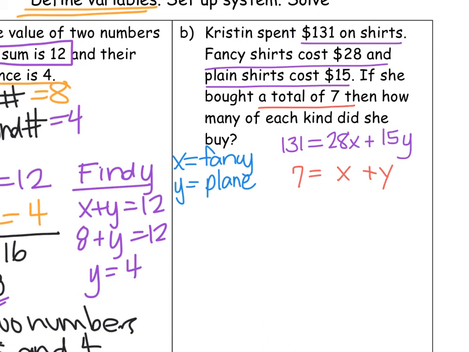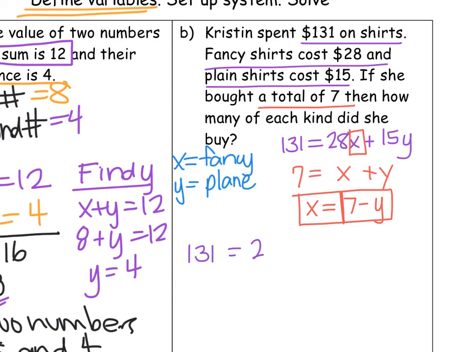So at this point you have a couple options. You can use elimination or you can use substitution. And in my opinion, I think substitution is the easiest way to go with this one. So what I would do is I would solve this second equation for either x or y. And if I solve for x, I get x equals 7 minus y. And I can take this x equals 7 minus y, this part of the equation, and I can plug it in for x right here. So if I do that, I get 131 equals 28 times 7 minus y plus 15y.